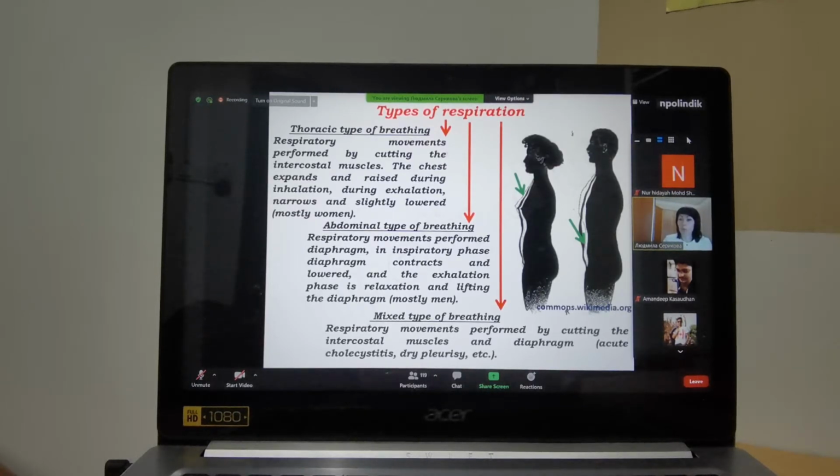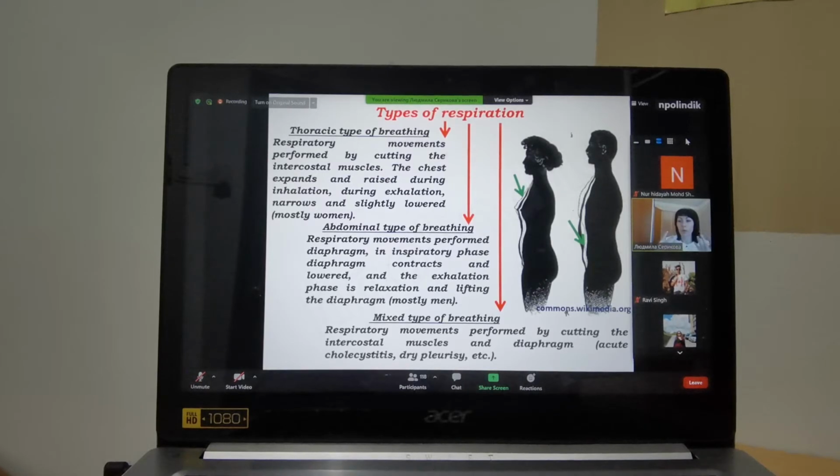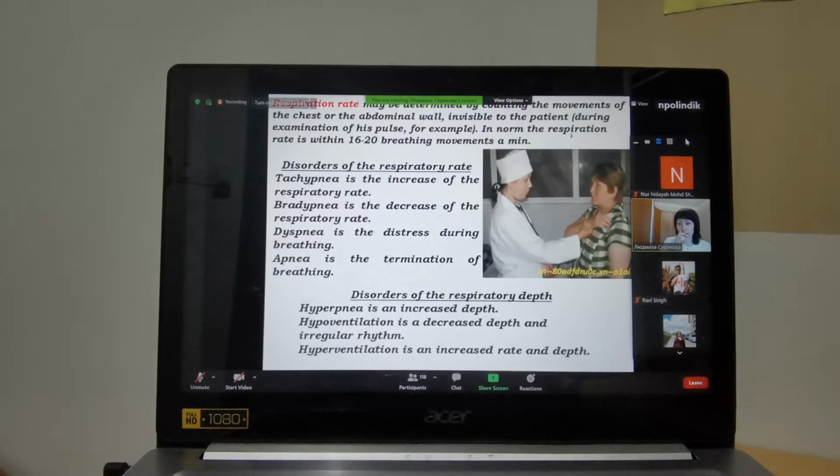There are only chest movements, or abdominal movements, like this. And I think you heard that the thoracic type of respiration is more typical for women, and the abdominal type of respiration is more typical for men. Sometimes it is vice versa: ladies, if they have some respiratory pathology, can use abdominal muscles for breathing, like this.